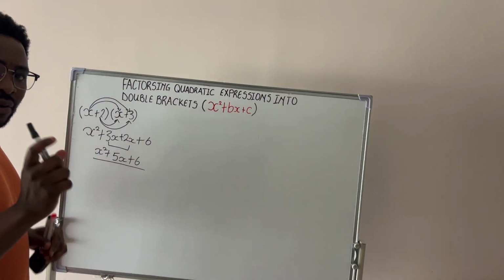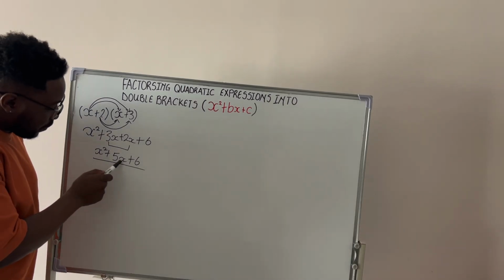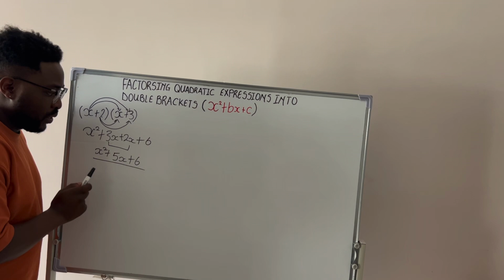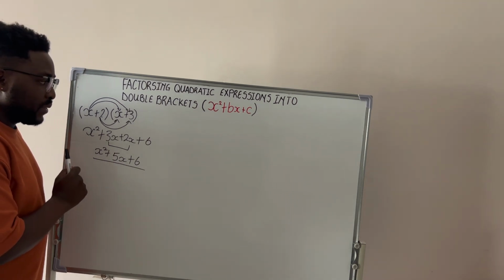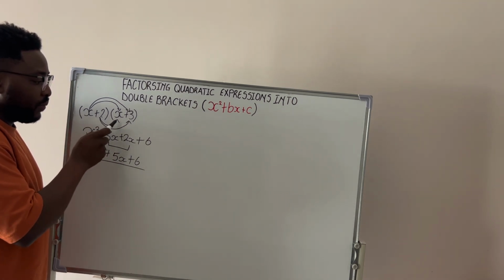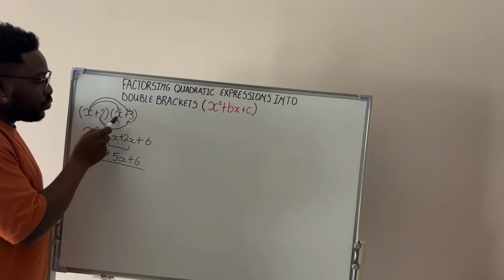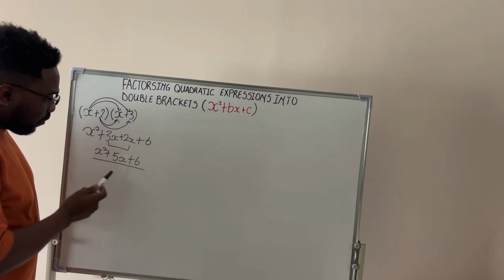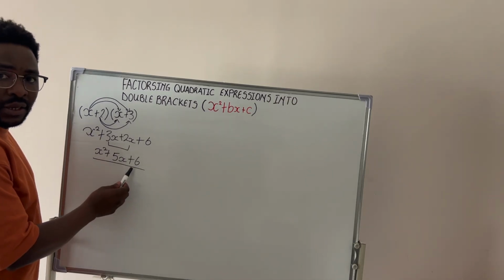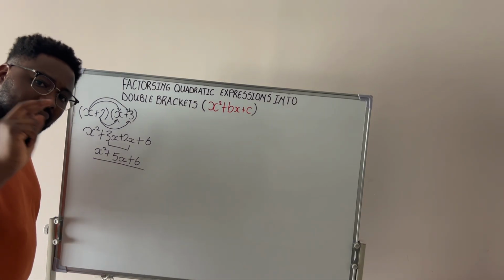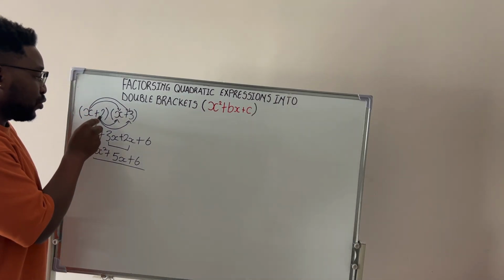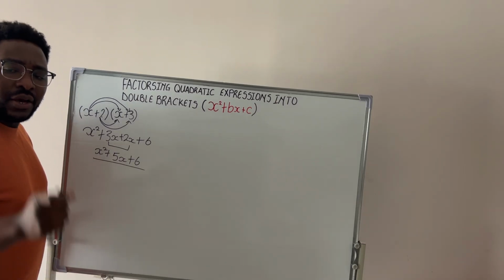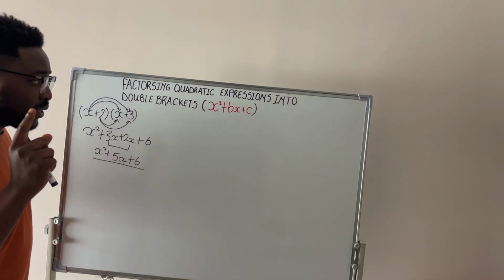Now let's take a look at something here. This 5x over here, let me just focus on the coefficient, this 5. How did this 5 come about? If we look at our initial expression, it came about by adding 2 plus 3, and we got our 5. And our constant 6 came about by multiplying those same two numbers that we added, 2 multiplied by 3, and we got 6. Let's put that in mind.